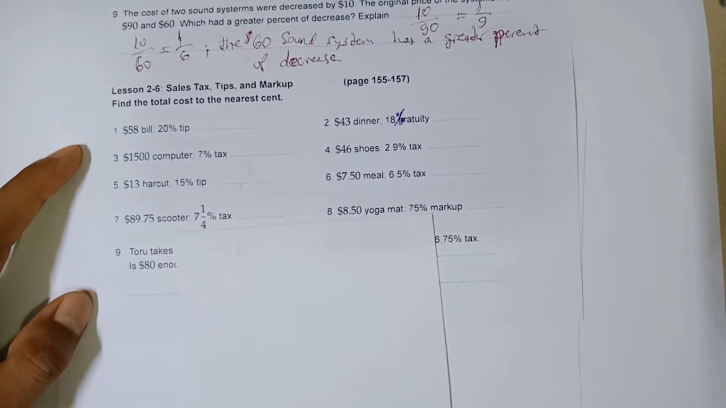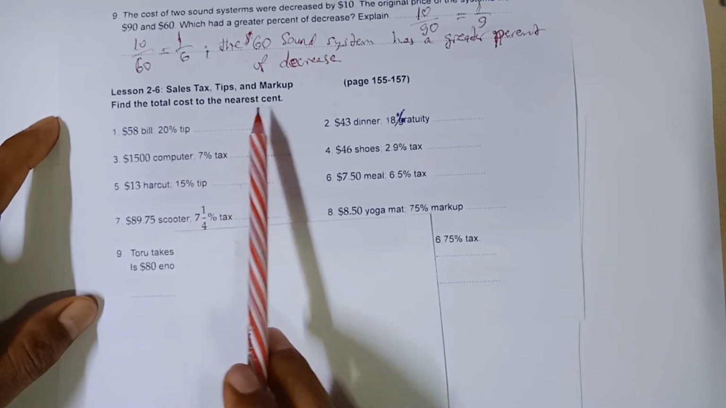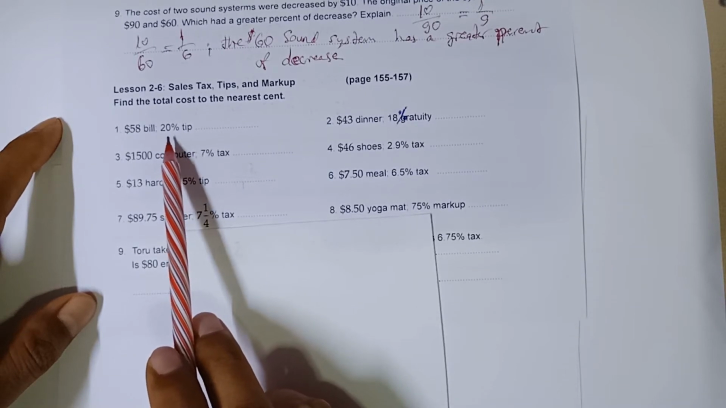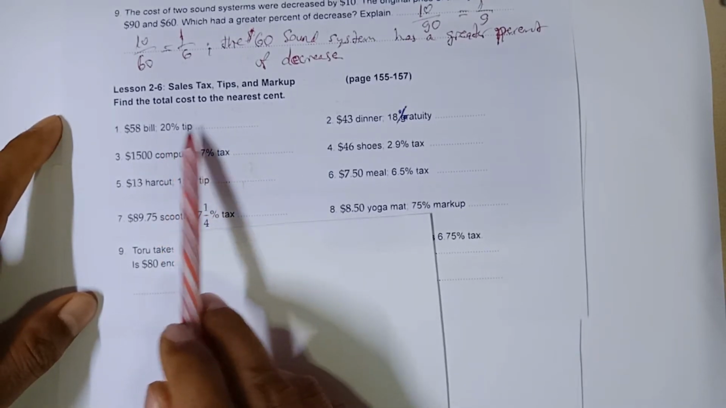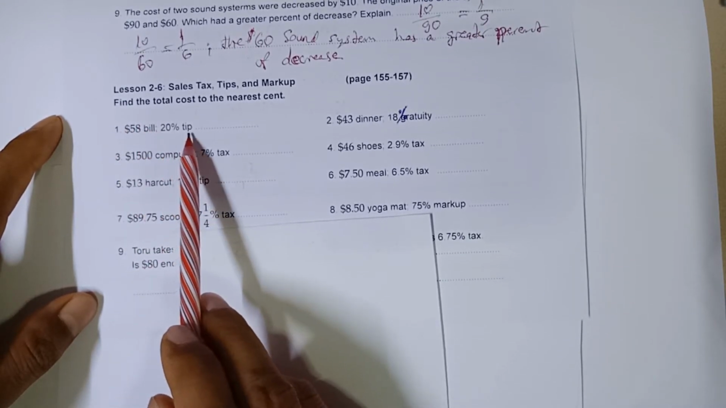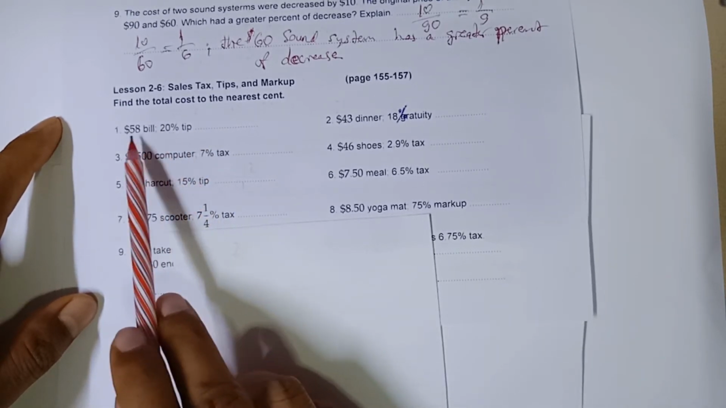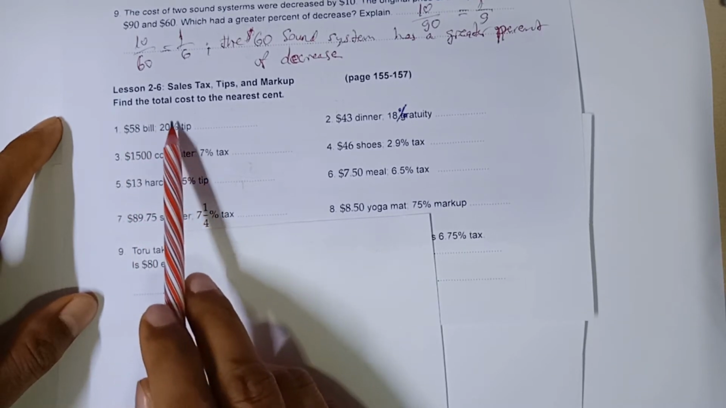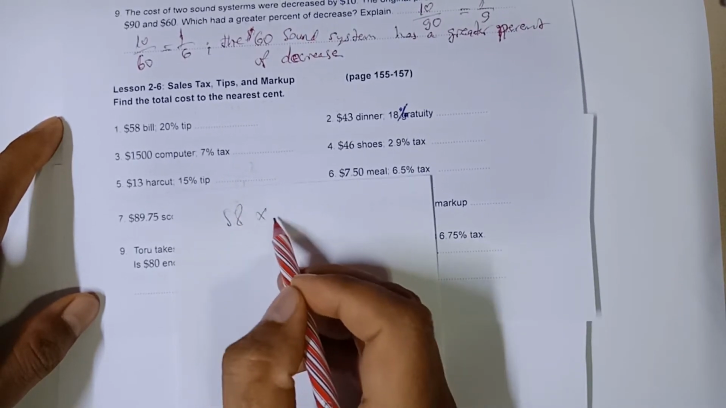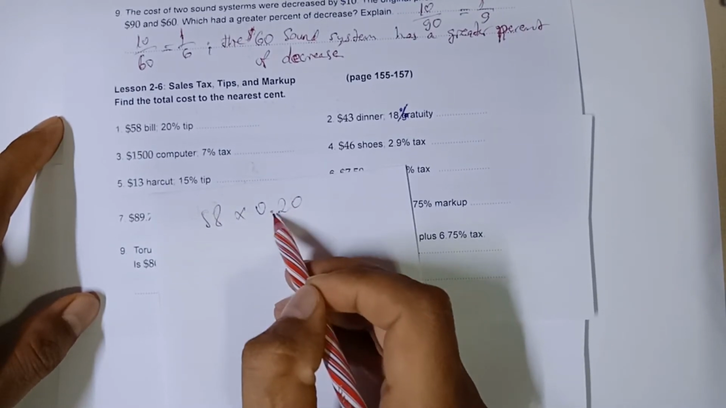Lesson 2-6, sales tax, tips and markup. Find the total cost to the nearest cent. This is the bill, $58, and you give a 20% tip. You pay for the bill, $58, and you also pay for the tip, 20% of the bill. Let's find 20% of 58 in dollars. You use 58 times 20%, or 0.20.